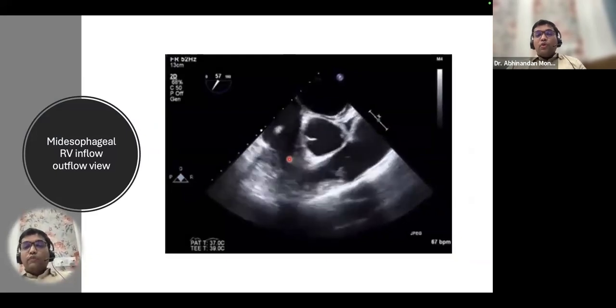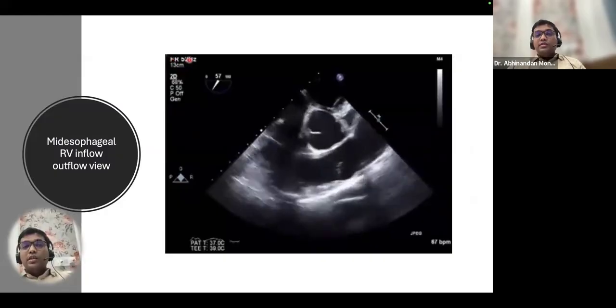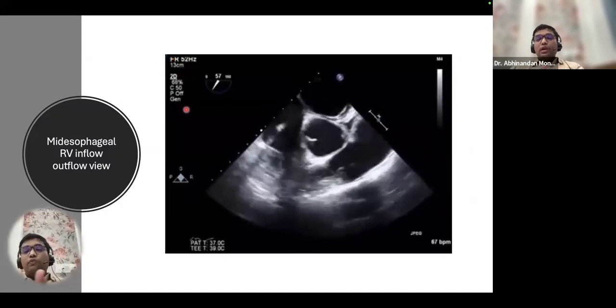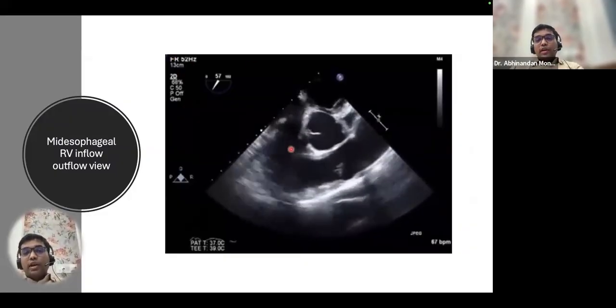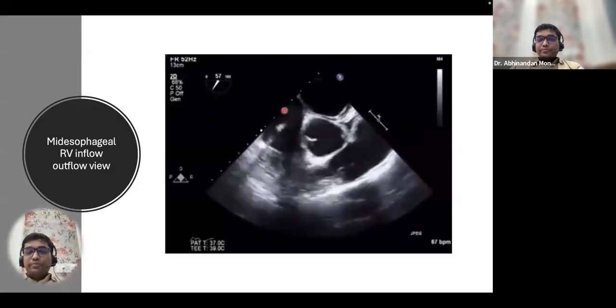And also the focus of the image and the depth of the image you can see over here, it is around 13 centimeter. That means it is to see the distal part of your field of your heart. So this is your right atrium, this is your tricuspid valve, this is your right ventricle, this is your pulmonary valve, and this is your pulmonary artery that you are seeing right now.